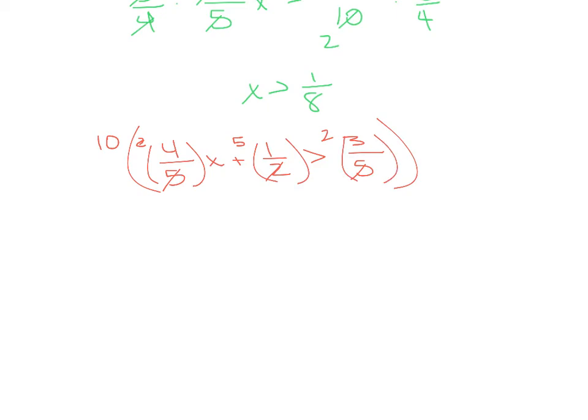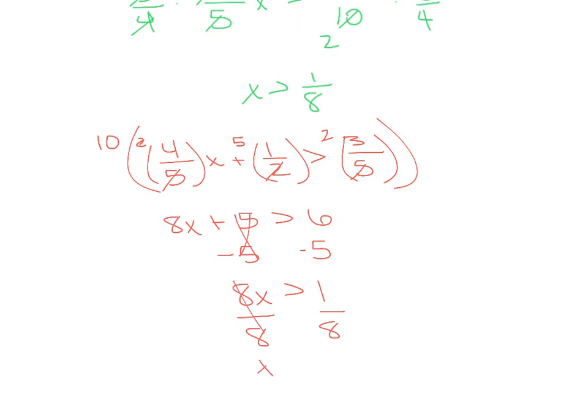So 2 times 4 is 8, so we get 8x plus 5 is greater than 6. And then we subtract 5 from both sides, and wow, that was a whole lot easier. 8x is greater than 1, divide by 8. My life just made so much more sense. So you never actually have to work with fractions again. Wow. So I would do that.